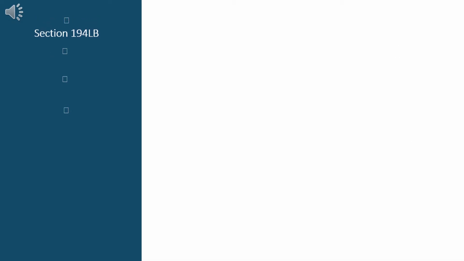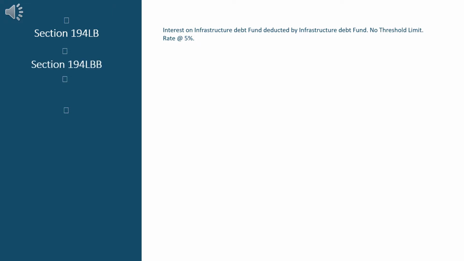Section 194LB. Interest on infrastructure debt fund. Tax to be deducted by infrastructure debt fund. No threshold limit. Tax rate at 5%. Section 194LBB. Income distribution by an investment fund under Section 115UB. Tax to be deducted by investment fund. No threshold limit. Tax rate at 10%.